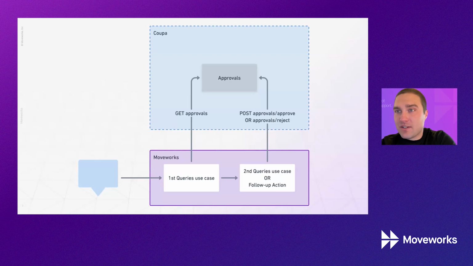Alternatively, we can use a follow-up action. My guess is this will probably be the best option because then you can say, okay, now that you've got a list of approvals, maybe you want to find out more information about one, so you drill into it, and then the bot should be able to offer you the option to approve or deny that approval.